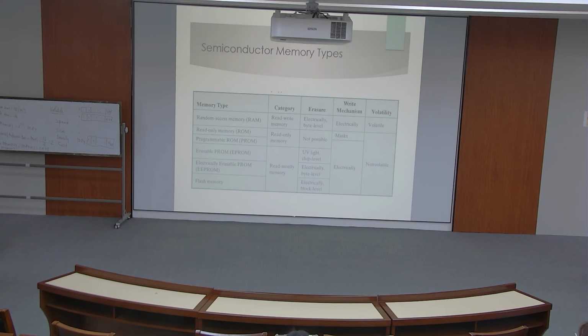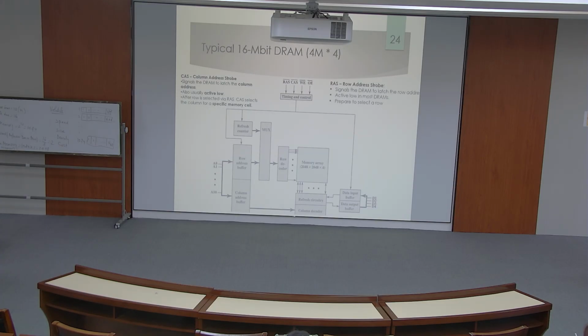Now, to summarize, we have memory types on the screen. We have the random access memory, which is a read-write memory and is volatile. We have read-only memory, with different types of read-only memory. Then we have flash memory as well, which is non-volatile. So we just talked about memory levels and different types of memory. Now we are going to talk a little bit about memory organization.